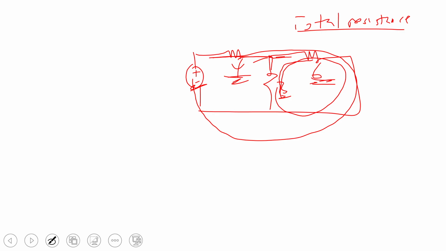You need to use the criteria to check whether they are in series or they are in parallel. How do you know they are in series? The same current passes through them. How do you know they are in parallel? When you go around them, you don't meet any other elements.